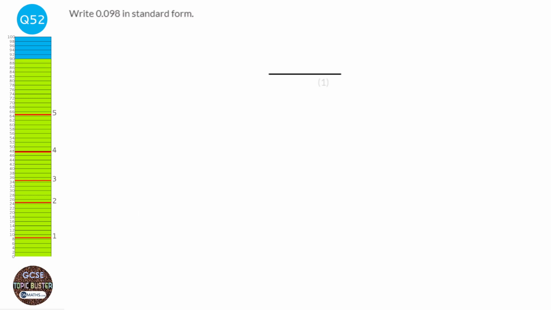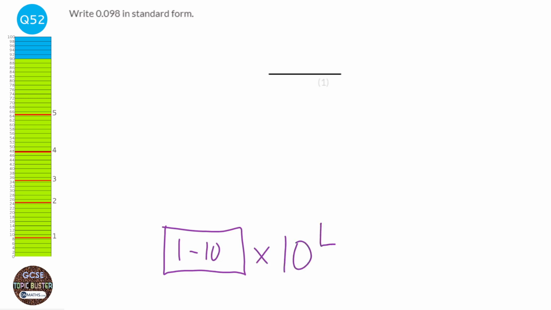So we've got to first of all understand what standard form is, and standard form is a number that is between 1 and 10, but not including 10, times 10 to the power of another number. So to find out what the numbers are going to be for our standard form, we're going to just write down the decimal first, so 0.098.